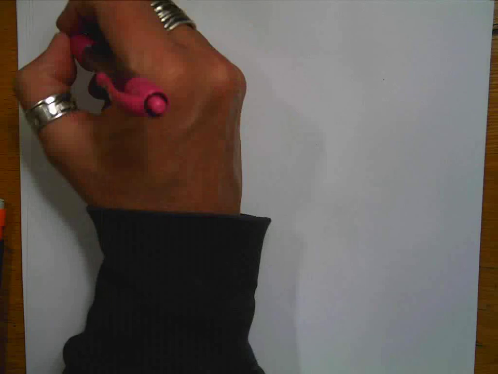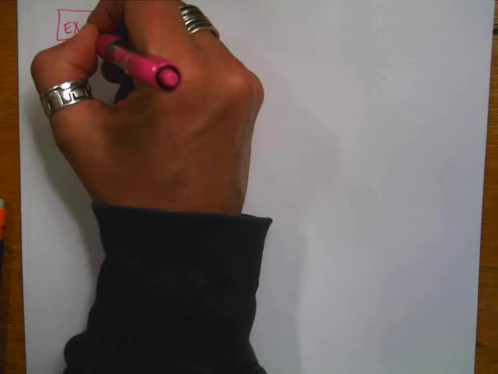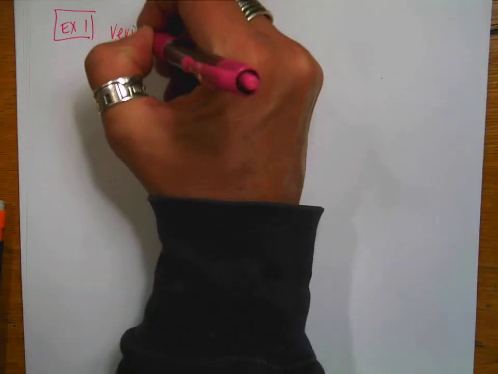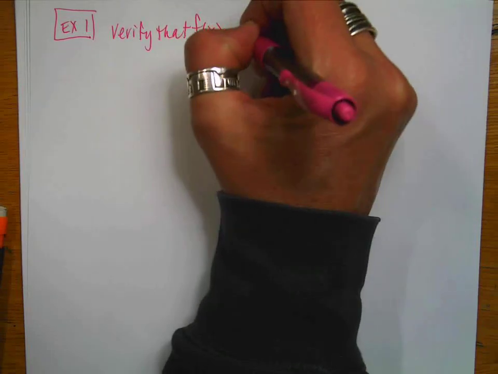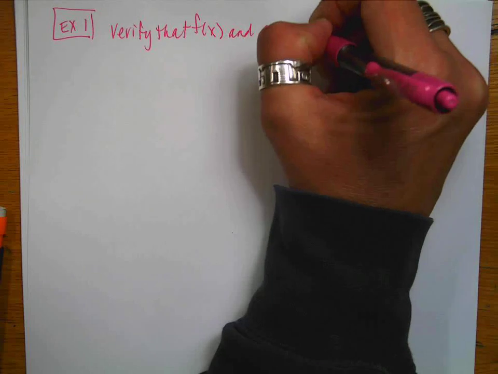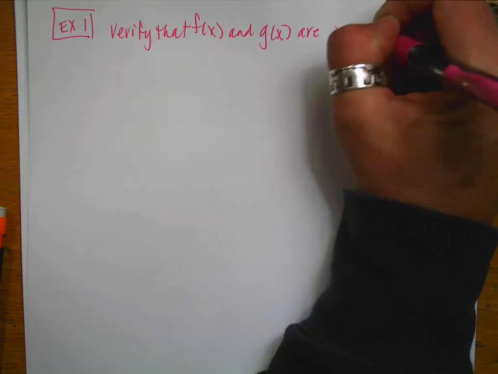So now let's do a couple of examples. Example number 1 says verify that f of x and g of x are inverses.